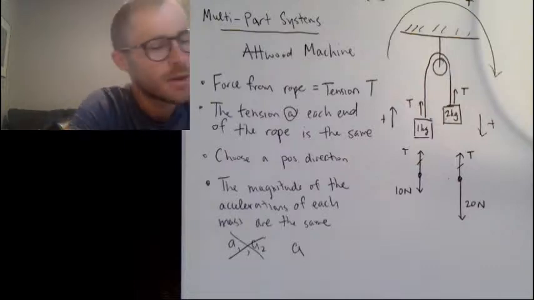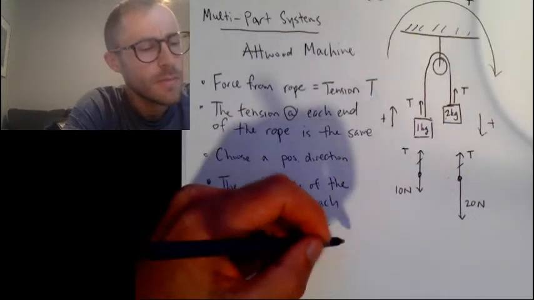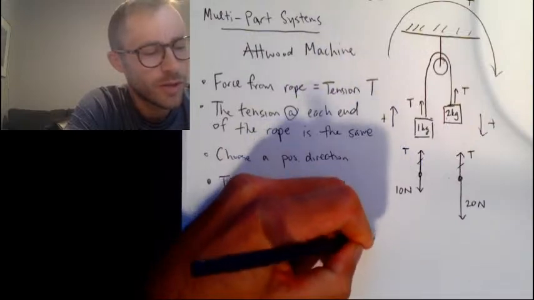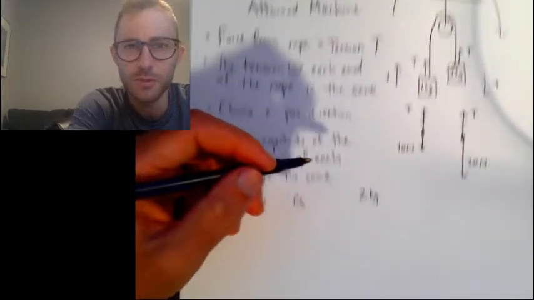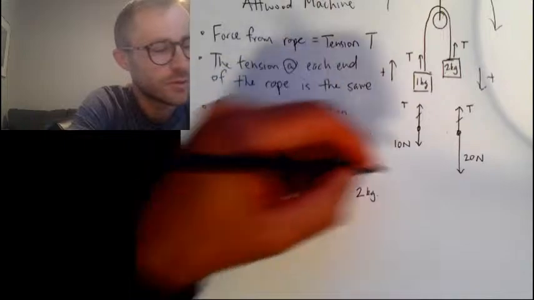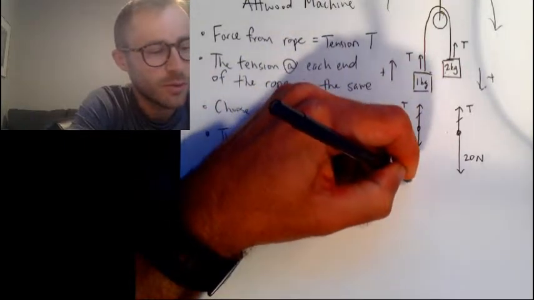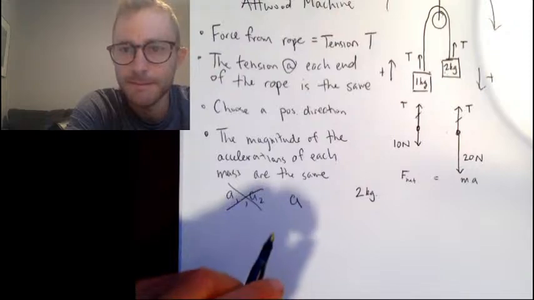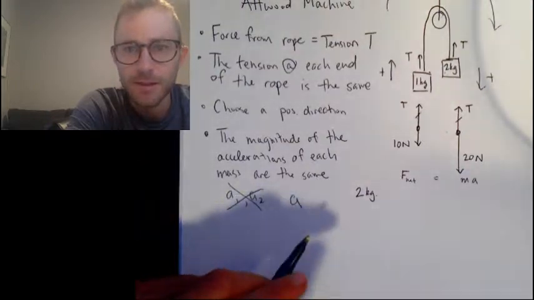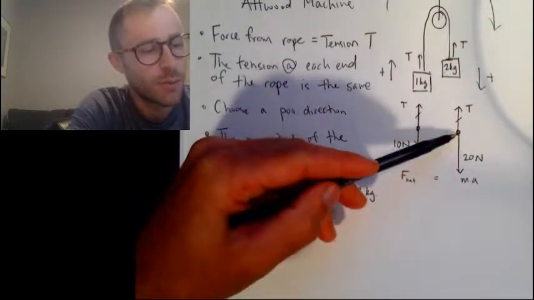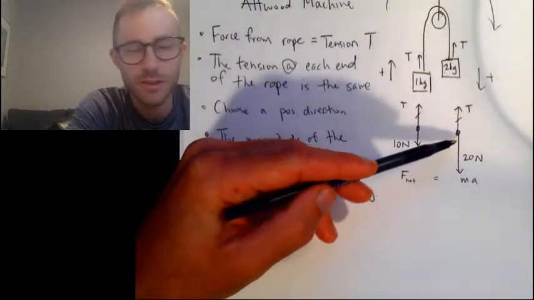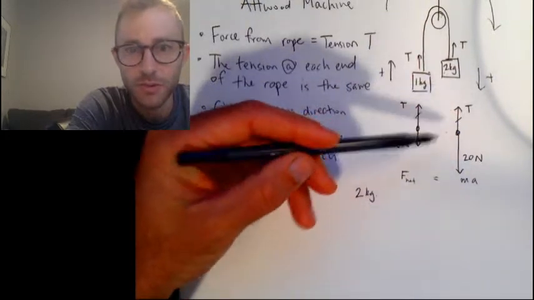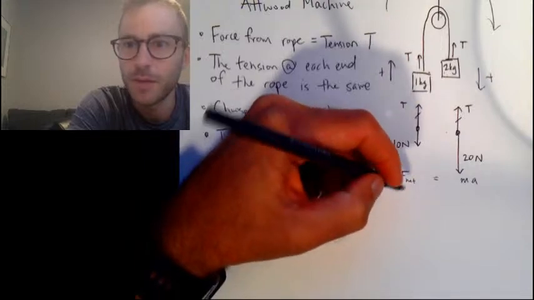All right? So, I'm going to do Newton's second law for the 2 kilogram mass. Newton's second law, if you will recall, is net force equals ma. So, the net force on the 2 kilogram mass is going to be down forces minus up forces. So it's going to be 20 minus T.